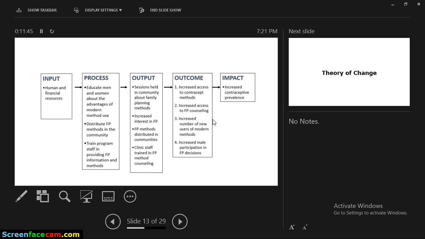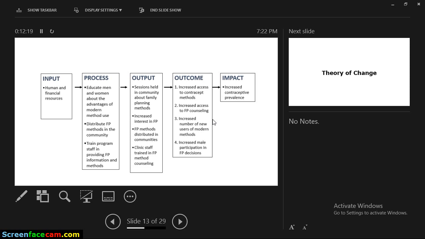Are we clear? Remember I said that these are indicators which will still come back. Then when you move on, you go to the outputs. So after doing this, you educate men, you distribute this, then you train the people that are going to work on this particular program. What are you going to see immediately after doing all those listed activities? The immediate results that will come from this are what I call the outputs.